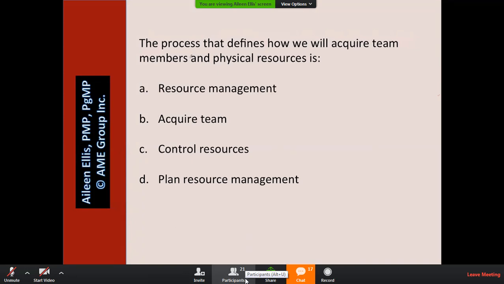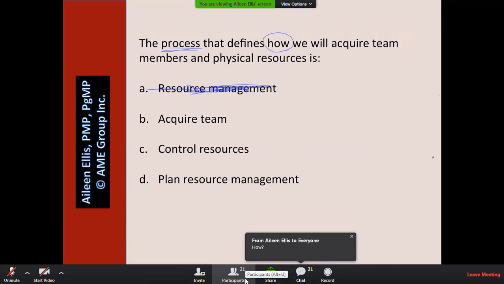When I go to the question, I'm looking for a process. So which answer must be wrong because I'm looking for a process? A must be wrong. Resource management is a knowledge area. When I go to the question, I feel a key word is the word how. Usually, not always, but usually when we see the word how, what do we think about? The plan. So great from Terry and others. Usually when we see the word how, we think about a plan. So the process that defines how, I'm thinking it's going to be plan resource management, but I keep going, how we will acquire team members.